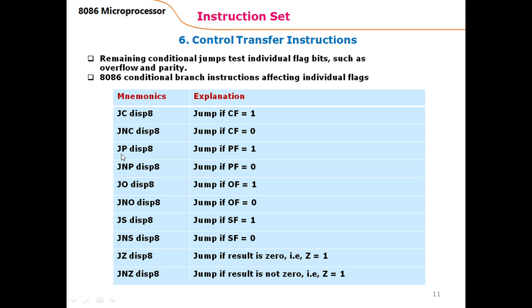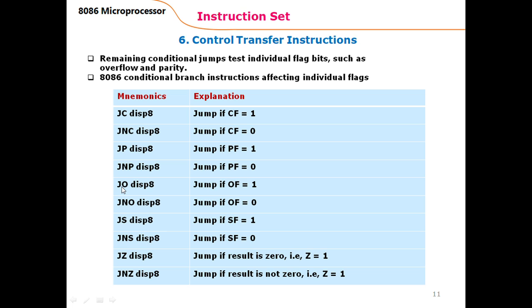Similarly, jump if parity tests the parity flag. If the parity flag is 1, the jump will happen, otherwise the jump will not happen. And for the parity, there is JNP, that means jump if no parity. So this instruction will cause the jump if the parity flag is 0.